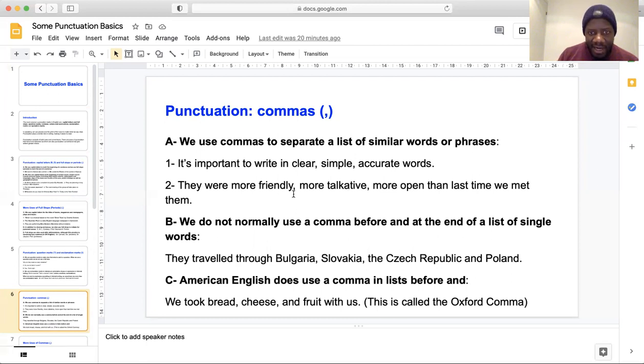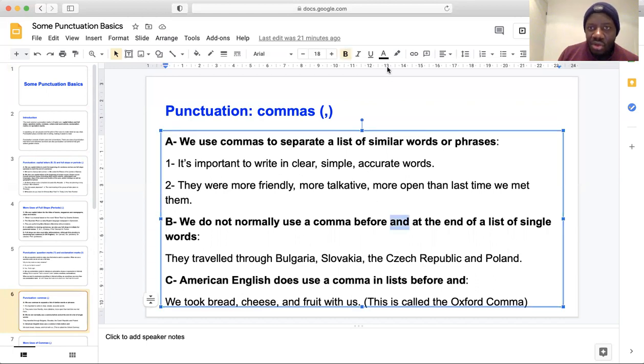They were more friendly, more talkative, more open than last time we met them. So we've separated these phrases, more friendly, more talkative, and more open, with commas. We do not usually use a comma before an.